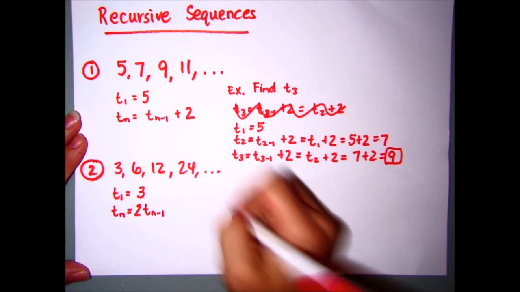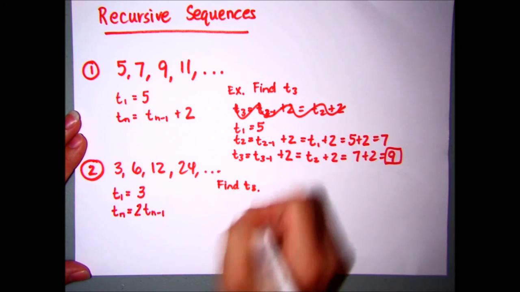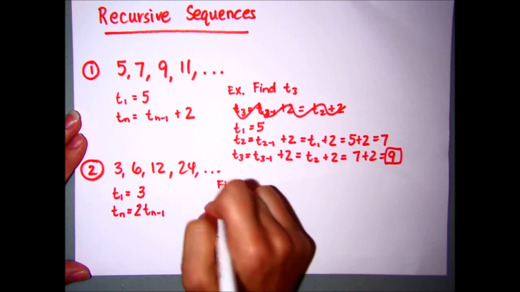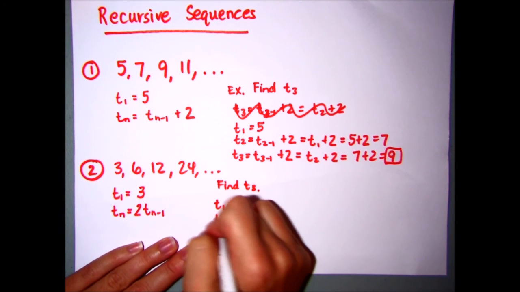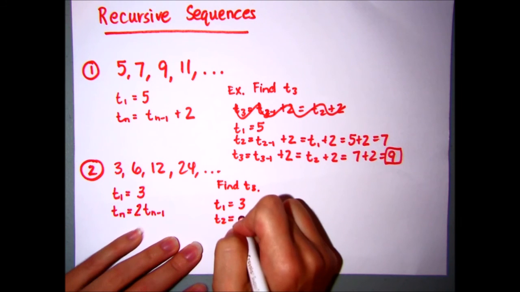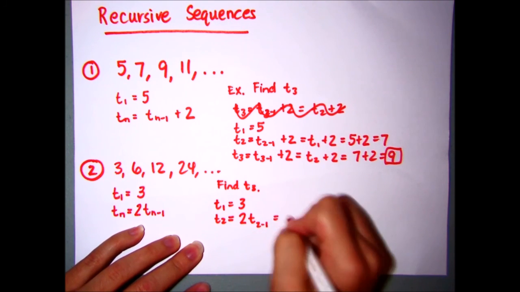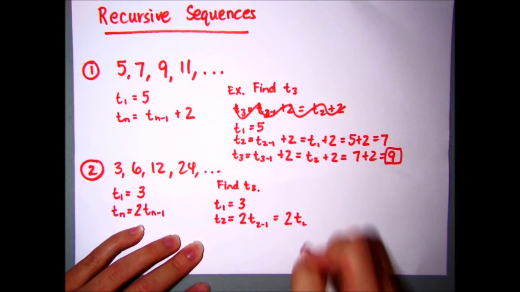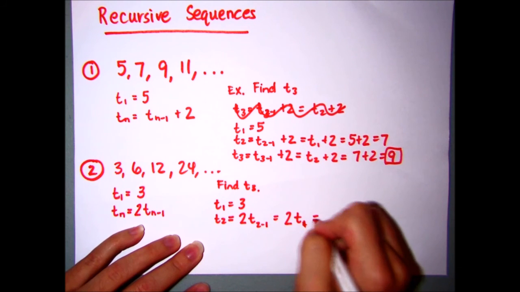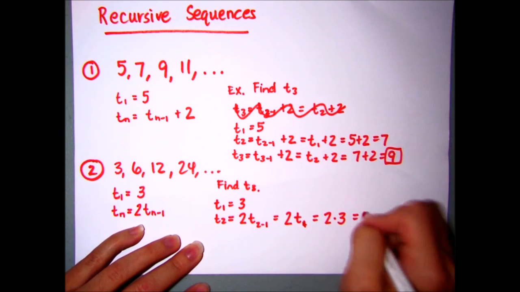So now let's go ahead and find term 3 again. Remember, we have to find all the terms in front of it. So we're going to start with term 1 is 3. We're told that. Term 2 is equal to 2 times term 2 minus 1, which is really 2 times term 1. And we know term 1 from here. We know that term 1 is 3. So 2 times 3 is 6.